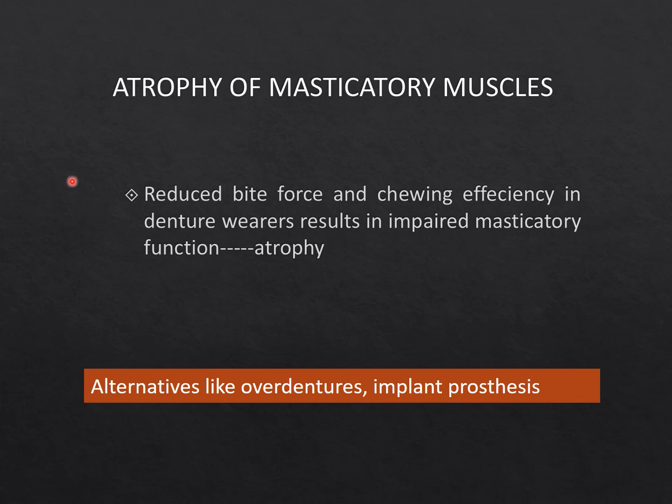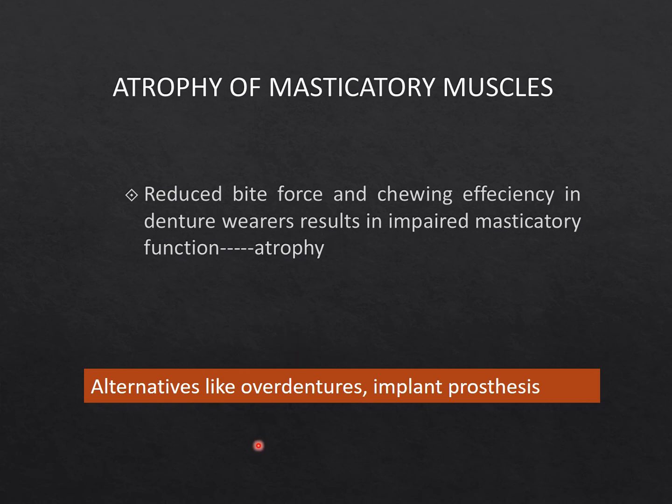So other indirect sequelae of wearing ill-fitting dentures is, one is the atrophy of the masticatory muscles. That is, due to the reduced bite force and poor chewing efficiency from the dentures, this results in poor masticatory efficiency, and also reduced vertical dimension from the dentures results in poor facial support or poor muscular support to the musculature of the lips and cheek and the face, and over time this will result in muscular atrophy and sagging of the face.